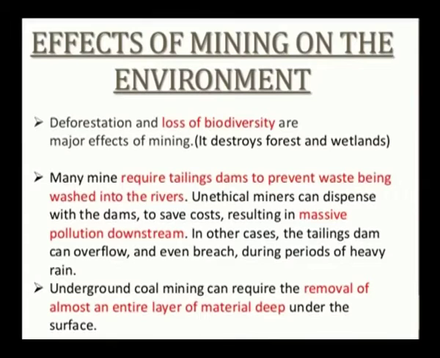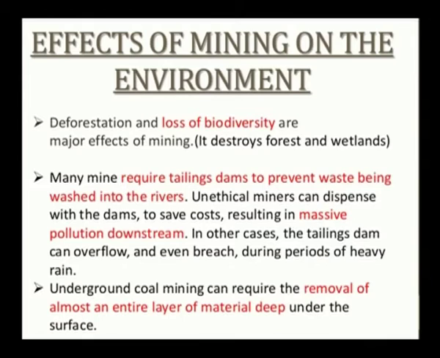Many mines require tailing dams to prevent waste being washed into rivers. Unethical miners can dispense with the dams to save costs, resulting in massive pollution downstream. And this downstream water is what is used for irrigation, and if chemically polluted water is going to be used for irrigation, it is not only the soil that gets contaminated, but also the crops, which are going to be consumed by people. In other cases, the tailing dams can overflow and even breach during periods of heavy rain.